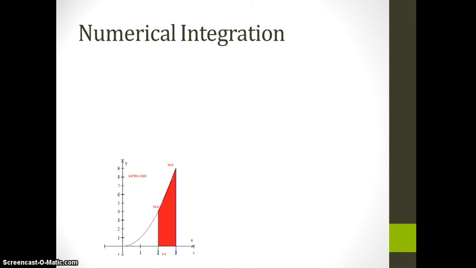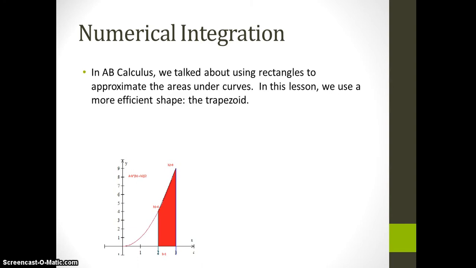On the diagram below, you can see that I've used an example trapezoid from 2 to 3 to find the area underneath y equals x squared. Again, in AB calculus, we talked about using rectangles to approximate the areas under the curves. And if you remember, the rectangles that we used were sometimes rather inaccurate because of the shape of the function. In this lesson, we use a more efficient shape, which is the trapezoid.